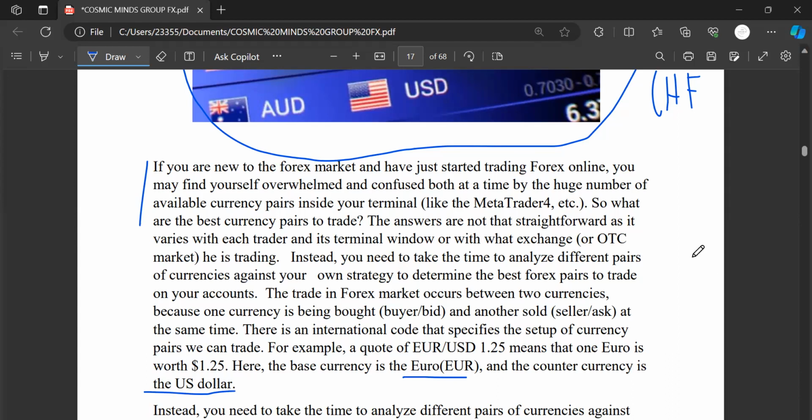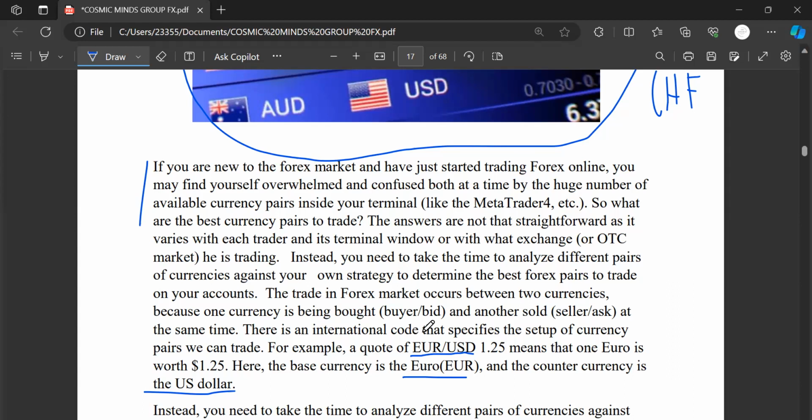So any pair, for instance this one, if you take this pair, the first currency or the first symbol is the base currency, right? And then the other one on the right is the counter currency, or you can even call it the quote currency. So that is how pairs work. When you take a pair, the first one is the base currency, and the other is the counter.